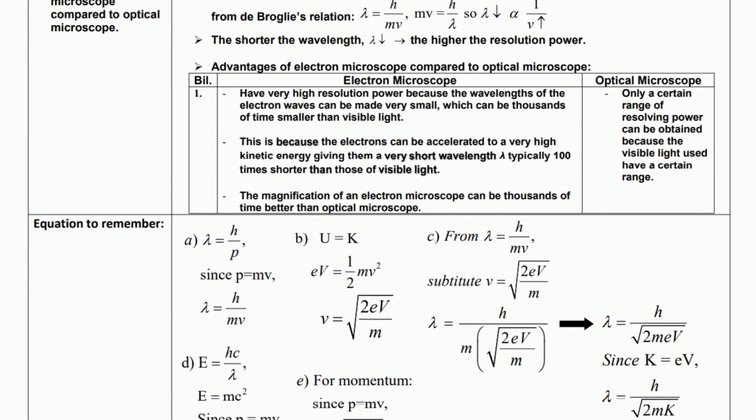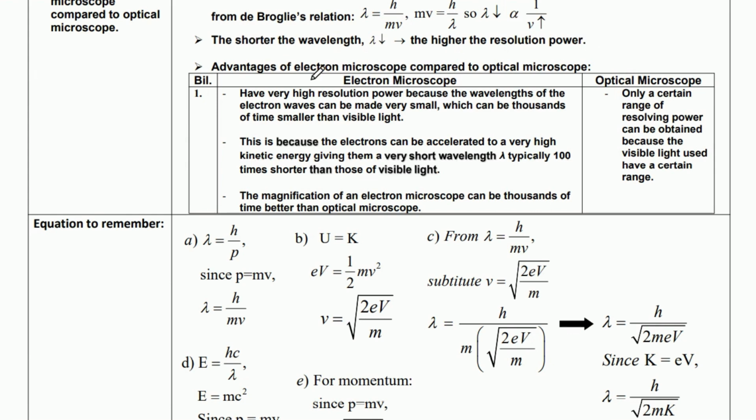So, state the advantages of electron microscope compared to the optical microscope. Okay. So, in an electron microscope, electrons are accelerated through a high potential difference to achieve very high speed. So, the very high speed corresponds to the very short wavelength. As from the de Broglie wavelength, lambda equal to h over mv. Jadi, mv equal to h over lambda. So, when lambda is decreasing, v is increasing. Okay, the shorter the wavelength, the higher the velocity will be. So, the shorter the wavelength, the higher the resolution power.